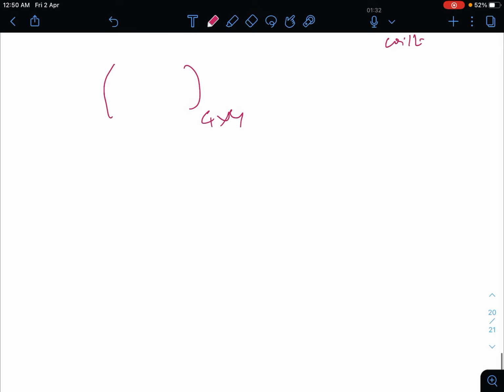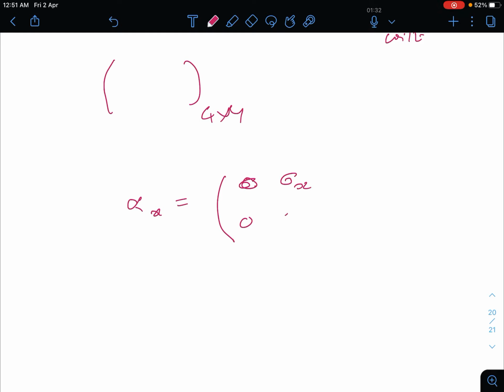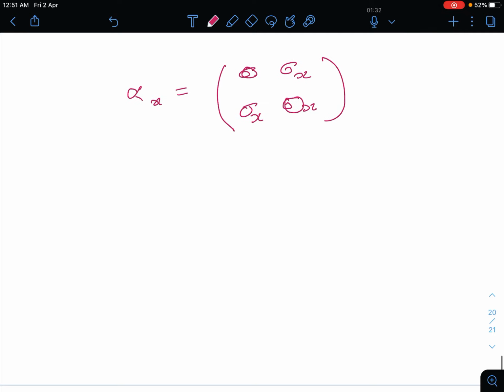So what we derive here is we will be using alpha x equal to simply 0 sigma x, sigma x 0. So that should be the sum. So what is sigma x? Sigma x is 0 1 1 0, right? So alpha x is the block matrix with sigma x in the off-diagonal blocks and 0 elsewhere.